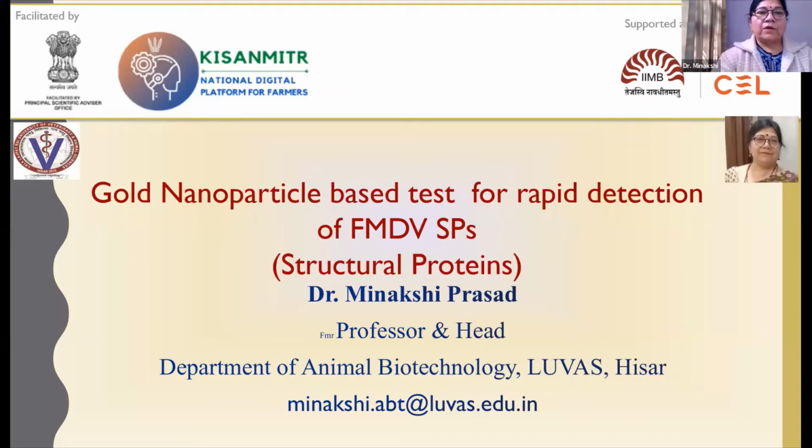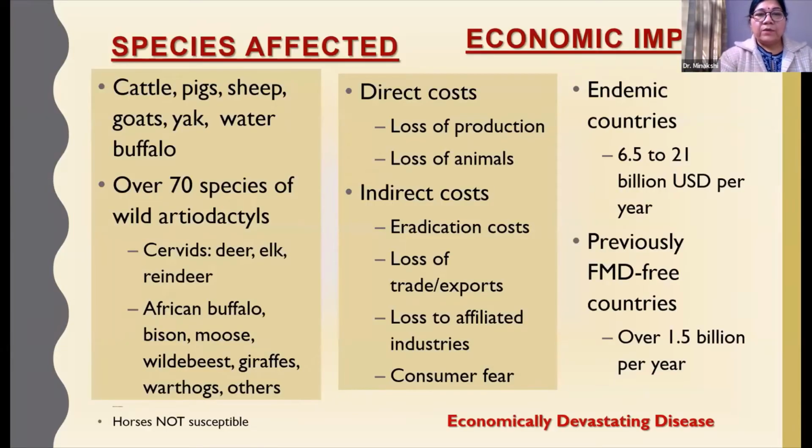So I'm going to talk a little bit about the gold nanoparticle-based test for rapid detection of foot and mouth disease virus. It is based on the structural proteins which are present when infection is there. We know that this is an economically important disease listed in the OIE list, important for import and export trades of animal products and germ plasms. And it covers a wide host range, including cattle, pig, sheep, goat, yak, water buffalo, and wild animals.